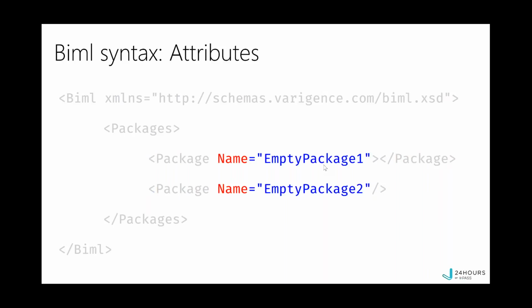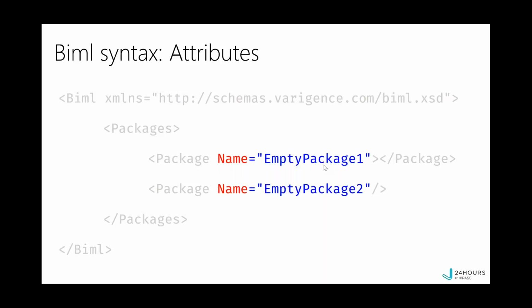Some attributes are required. Name is usually required for pretty much every element in Biml. And you can imagine if when you're working with SSIS and you drag something onto the interface, it will give you a default name, Dataflow1, Dataflow2, and so on. In Biml, you don't have that, so you do need to specify the name. The rest of the attributes, some are also required, others are optional.